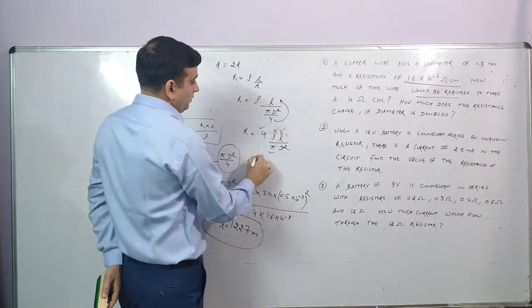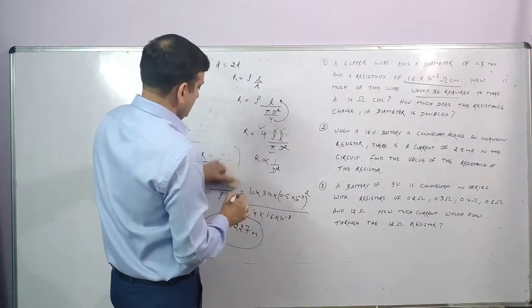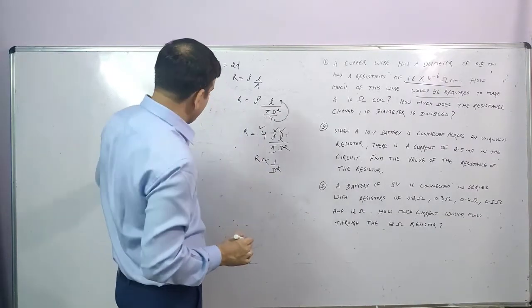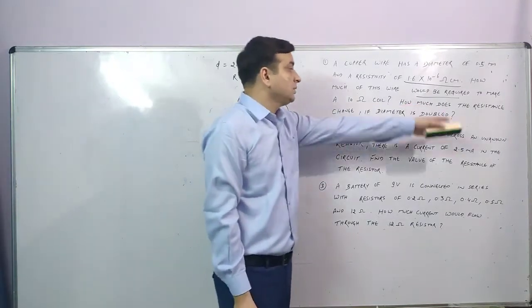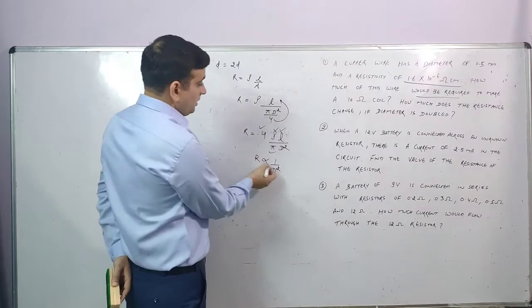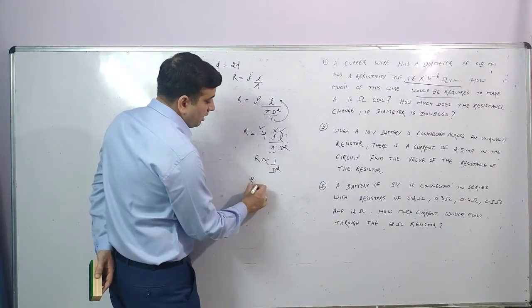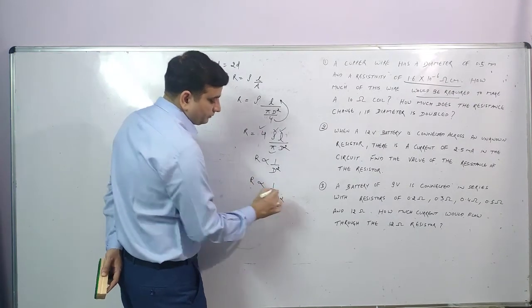So by this we can conclude R is inversely proportional to d square. If they ask you to calculate the exact value, then you have to calculate the exact value. In this they only ask how much does the resistance change. So R is inversely proportional to 1 by d square. Now what is the new value? R is inversely proportional to 2d square.